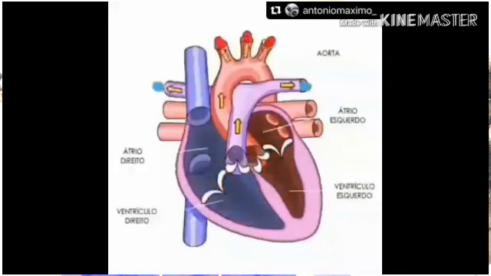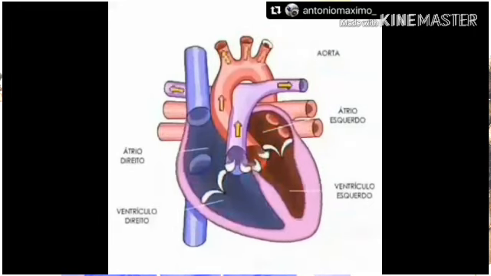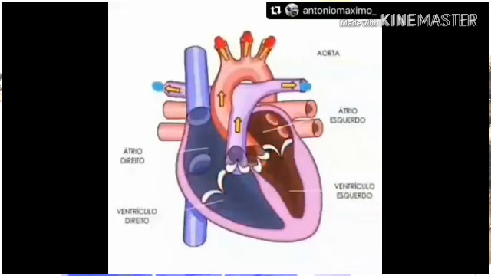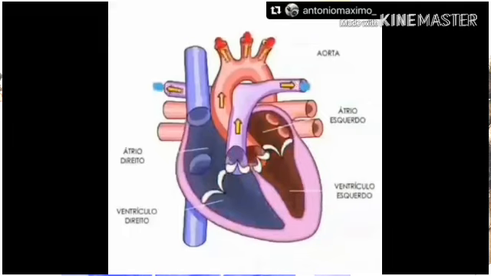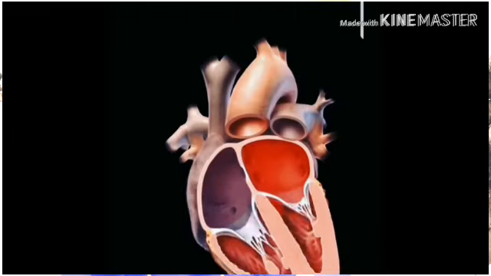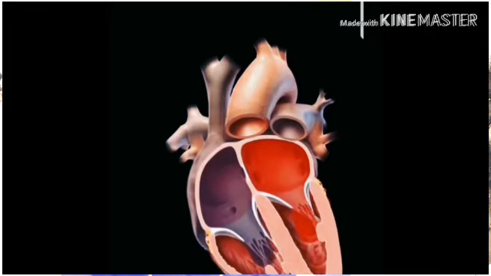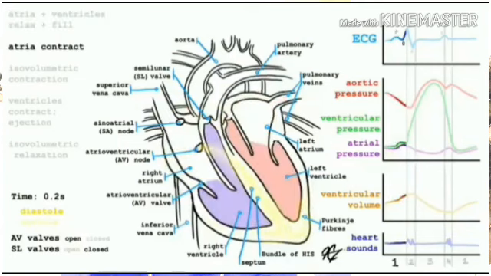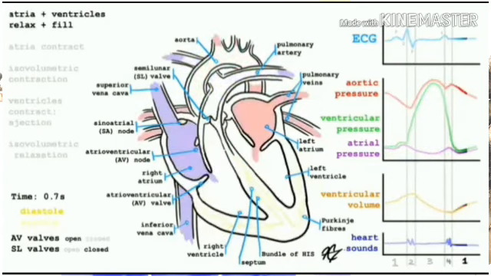The right atrium receives blood low in oxygen from all body tissues through the superior vena cava and the inferior vena cava. The blood then enters the right ventricle and is pumped to the lungs through the pulmonary artery. Blood returns from the lungs high in oxygen and enters the left atrium through the pulmonary veins. From here it enters the left ventricle and is forcefully pumped into the aorta to be distributed to all tissues.